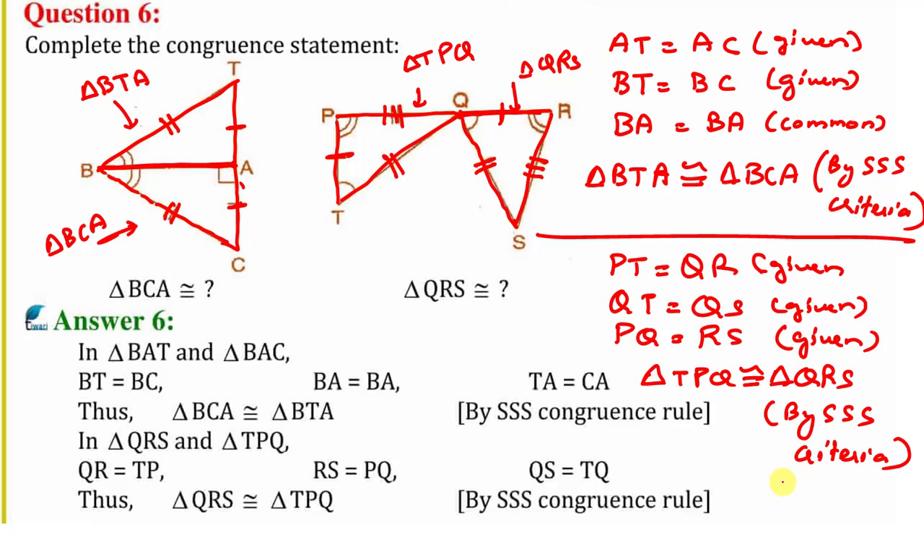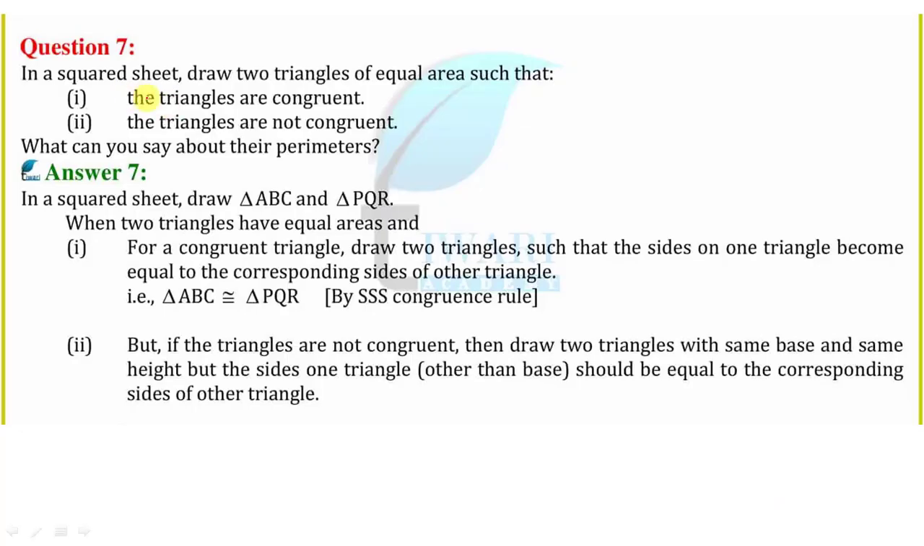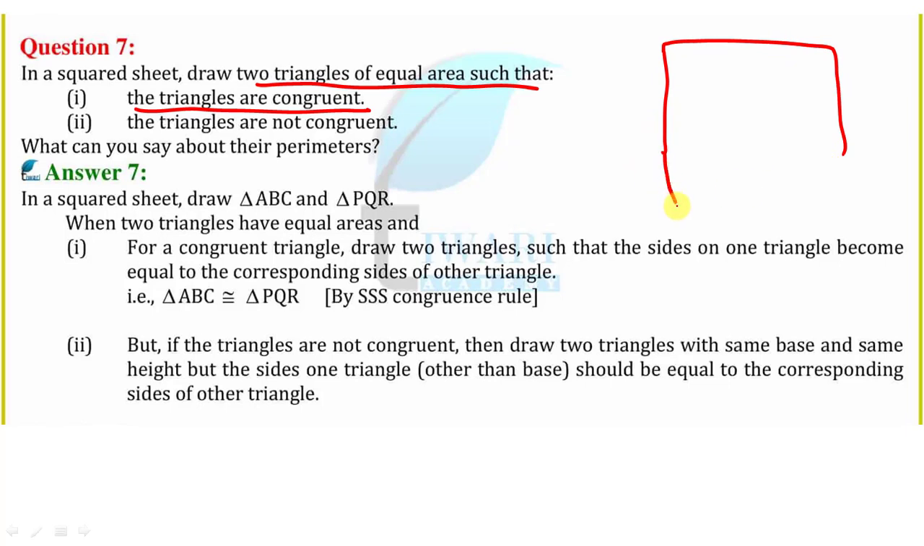The next question is question number 7. In a square sheet, draw two triangles of equal area such that the triangles are congruent. So we have to draw two triangles on the square sheet. Suppose this is your square sheet. You have to draw two triangles.